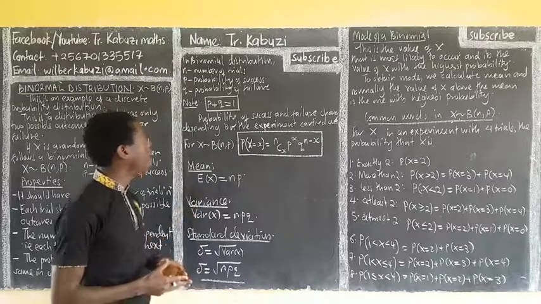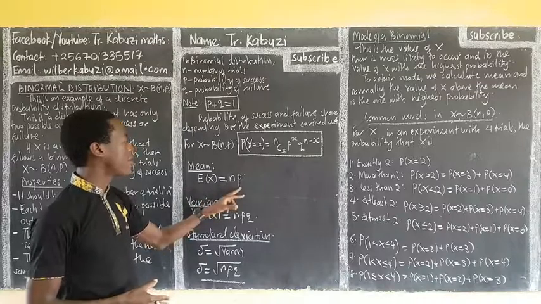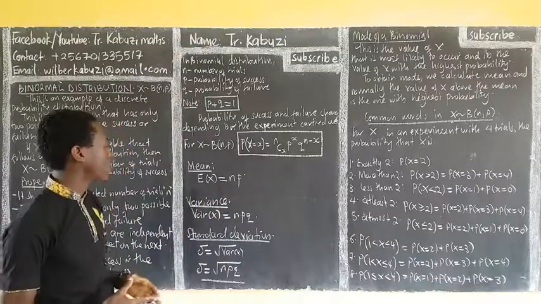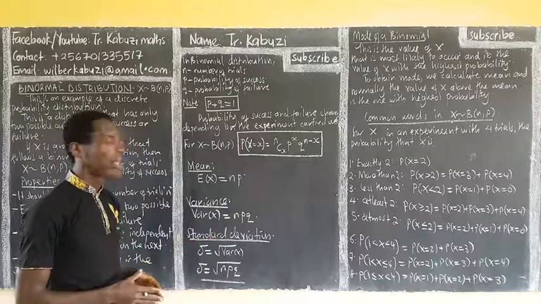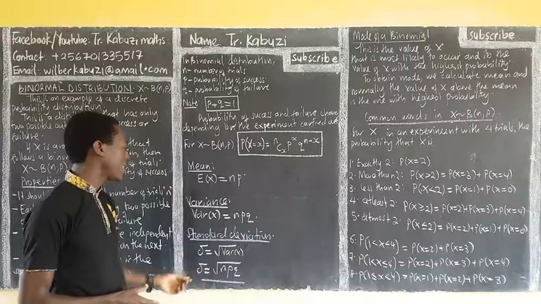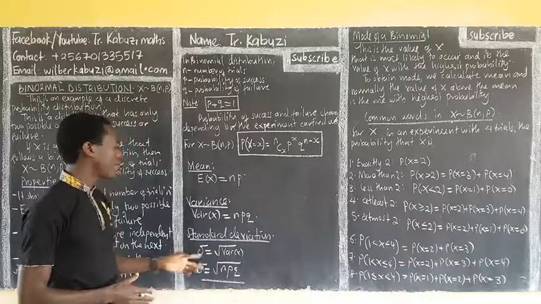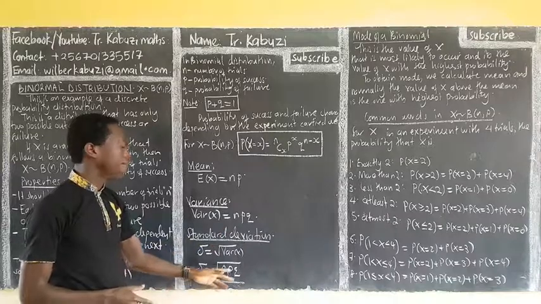The mean of a binomial distribution is given by np. We have seen n is the number of trials, and p is the probability of success. Then the variance is given by npq. We know what q and n are. Then the standard deviation is as simple as getting the square root of the variance, which will be the square root of npq.